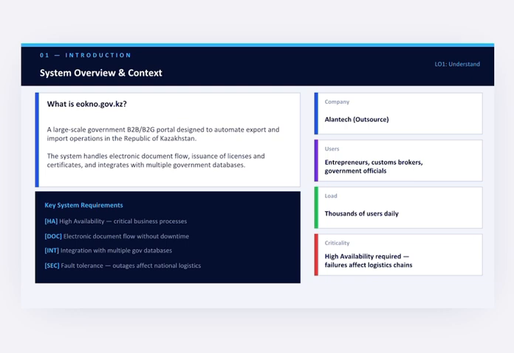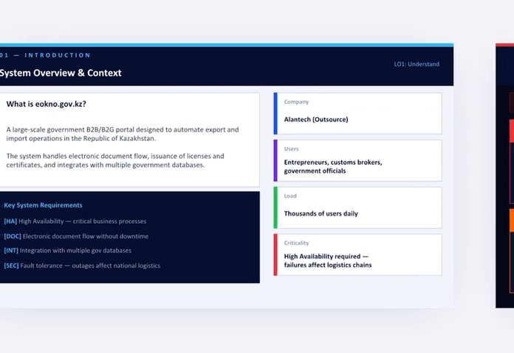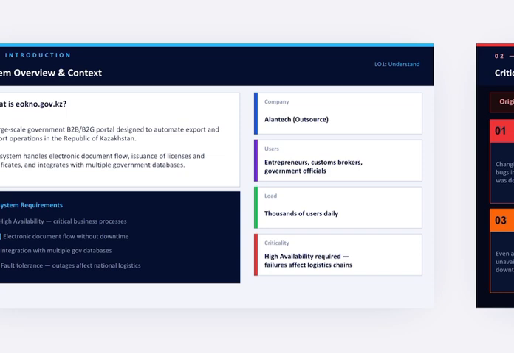The main users are entrepreneurs, customs brokers, and government officials. The platform handles thousands of users, and high availability is critical. Even short downtime affects logistics chains and business operations across the country.